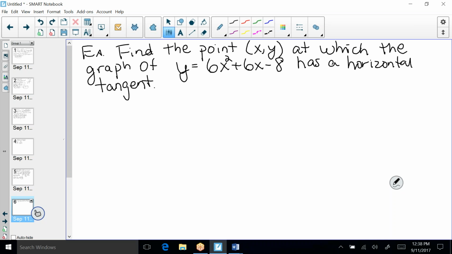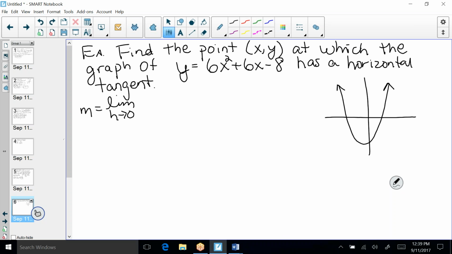So if we were to graph y is equal to 6x squared plus 6x minus 8, in general, what is that graph going to look like? What type of a graph is that? It's a parabola. So it's x squared. It's going to be a parabola, shifted away from the origin, of course, but it's a parabola. So it'll look something like this. Okay. And we're looking at a horizontal tangent, but it is a tangent. So we're still going to be interested in the slope or the rate of change. So we're still going to use this same definition where the slope is equal to the limit as h goes to 0. Same thing we've been using, f of x plus h minus f of x divided by h.